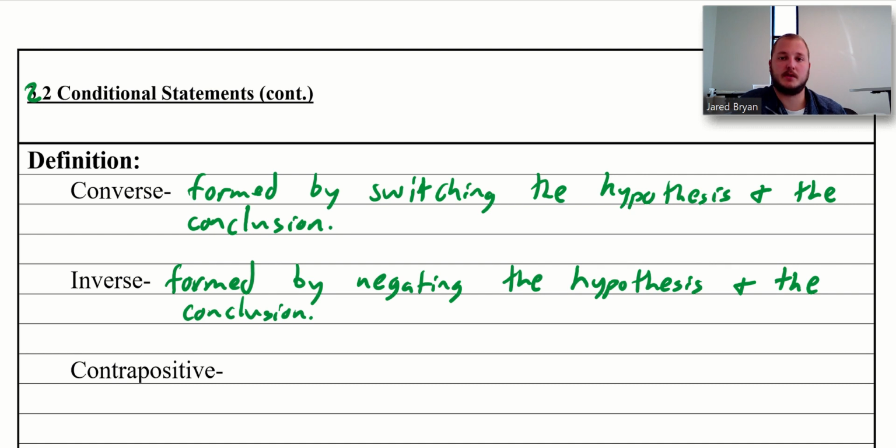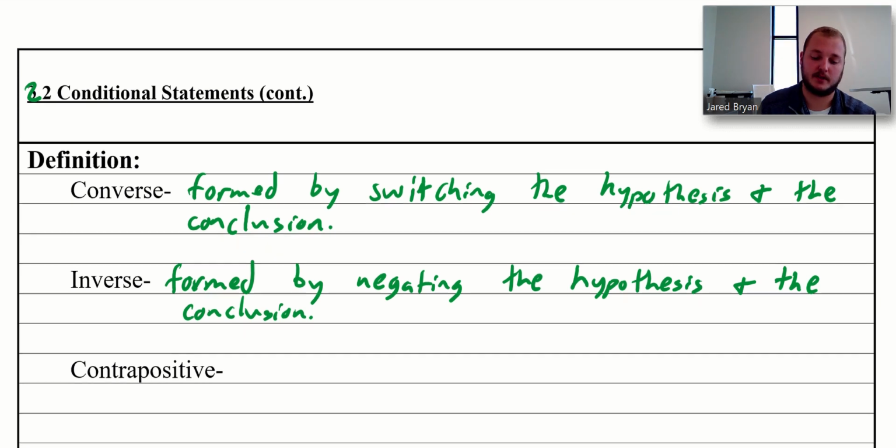Okay, formed by negating the hypothesis and the conclusion. So again, if we just keep using the same example, if I eat healthy, then I will feel better. So then I would want to say the opposite of both of those. So I would say, if I don't eat healthy, then I will not feel better. That would be what we call the inverse. Okay? So I have the converse, I have the inverse, and now this big word, what we call the contrapositive, is we do both of these together.